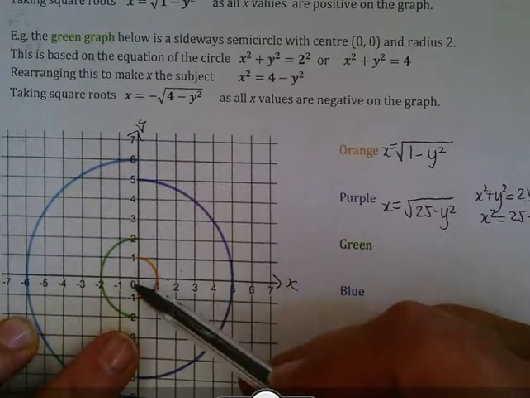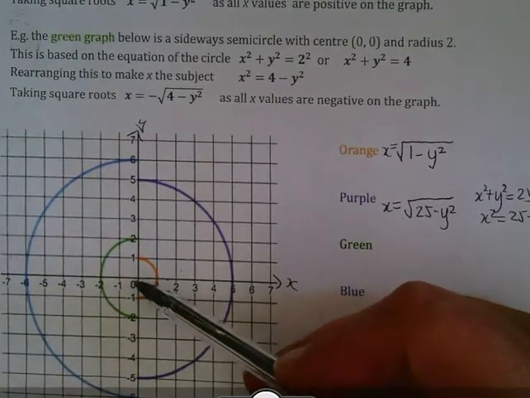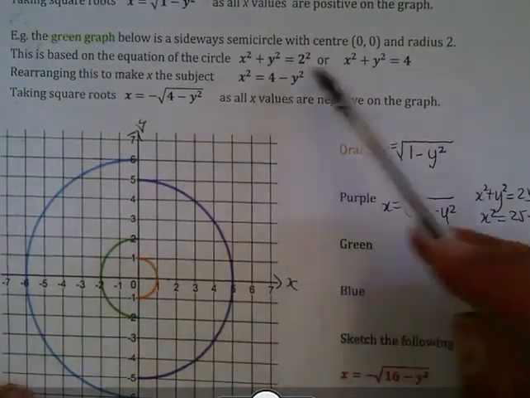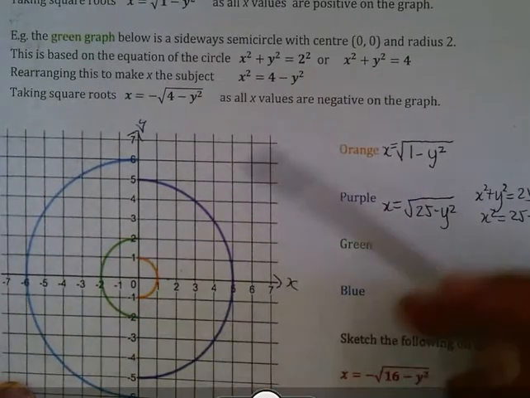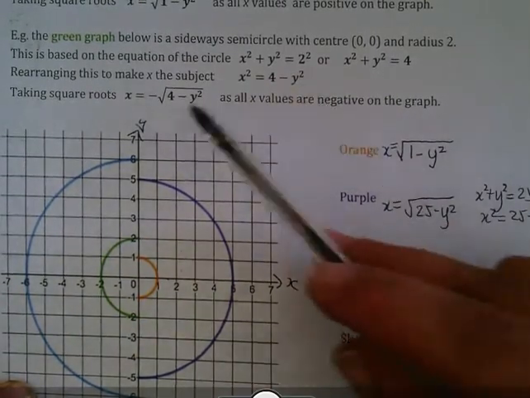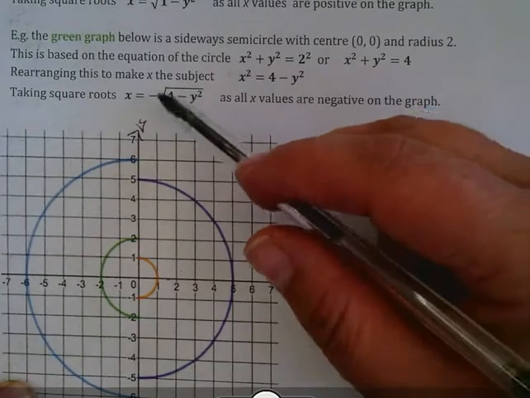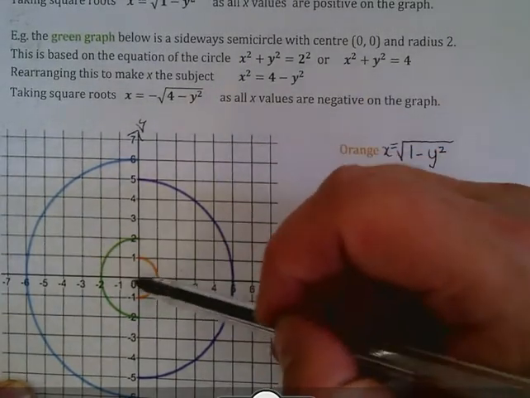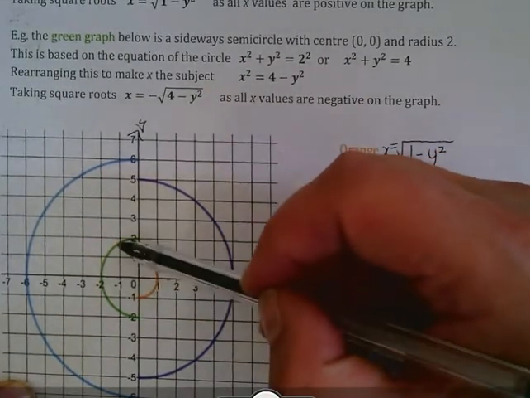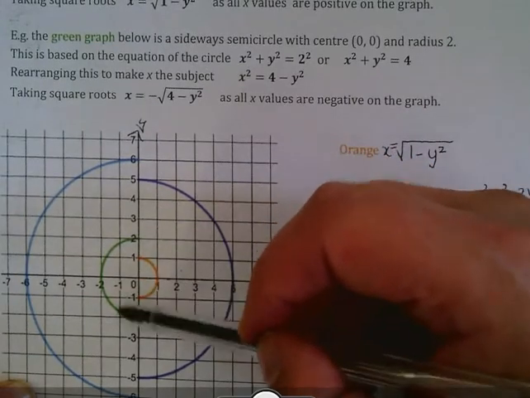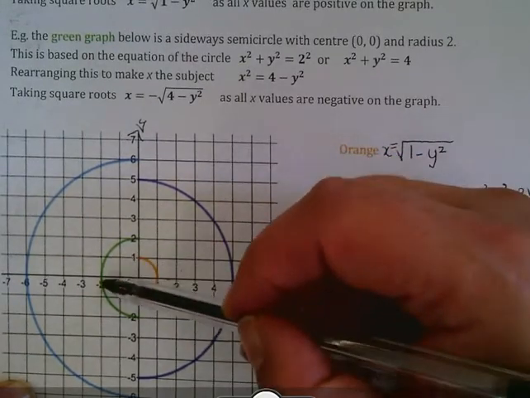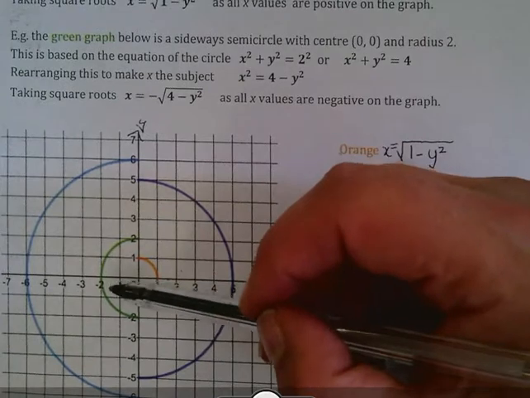Again, circle or semicircle based on the circle with center 0, 0, radius 2. We make x squared the subject, take the y squared over. This will be the negative square root because look at all the x values. X is negative 1, y is positive, whatever. Or x is negative 1, y is negative. X is negative 2, y is 0. See how x is negative?